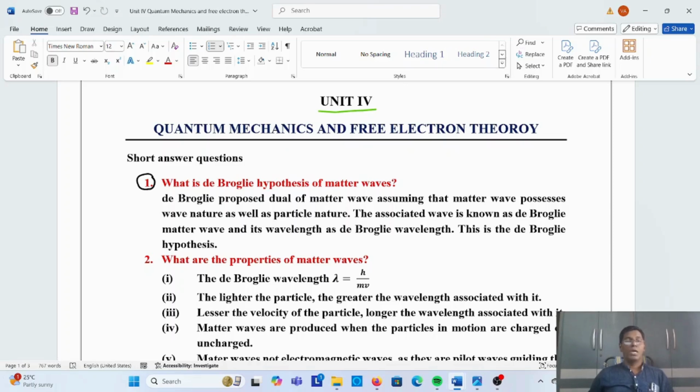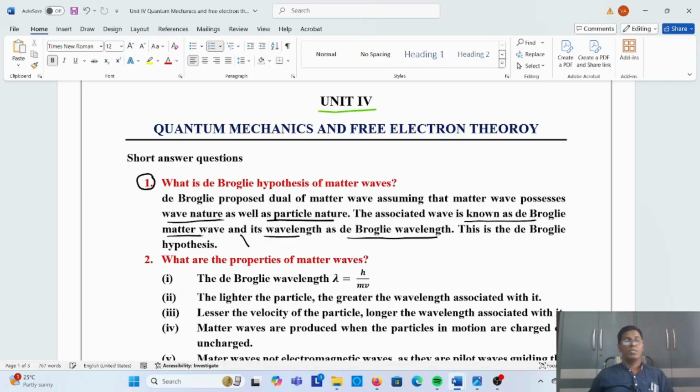De Broglie's hypothesis of matter waves explains that matter contains dual nature. Dual nature means it has wave nature as well as particle nature. The associated wave is called a de Broglie matter wave. The respective wavelength of the matter wave is called the de Broglie wavelength. This phenomenon is known as de Broglie hypothesis.